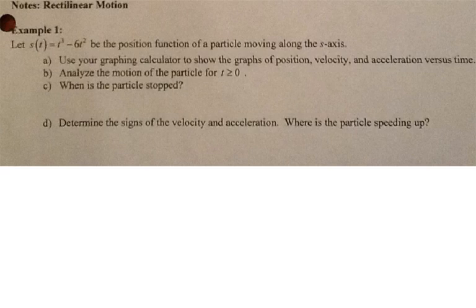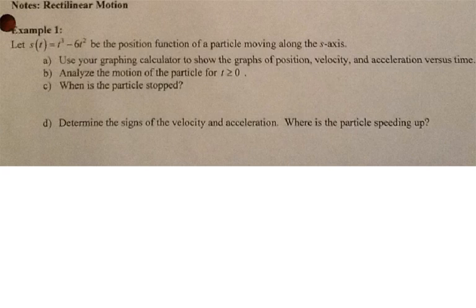The position function is t cubed minus 6t squared, and it's moving along an s-axis. An s-axis is an arbitrary axis, not necessarily the x or the y. It's just saying that it's along this straight line, y equals s. Part A says to use your graphing calculator to show the graphs of position, velocity, and acceleration versus time.